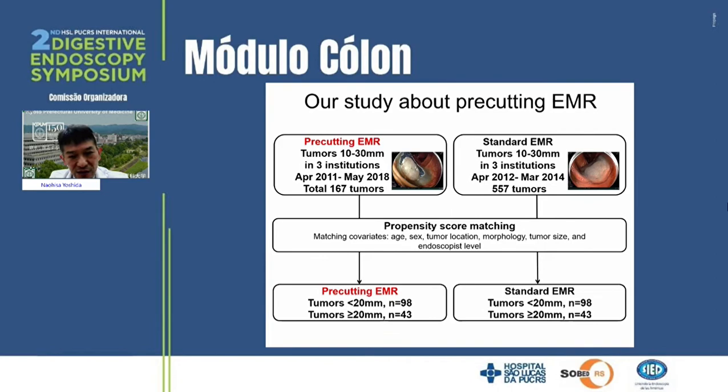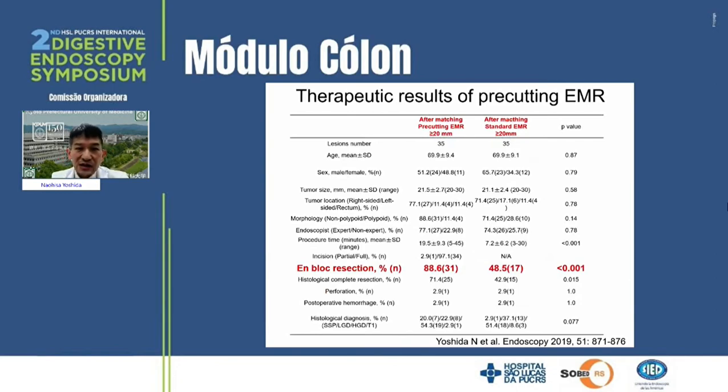And in almost the same period, standard EMR was also performed, and we also collected those cases as a control. And after collecting all cases, we performed propensity score matching, and finally, precutting EMR and standard EMR are compared for lesions less than 20 millimeter and lesions more than 20 millimeter. And this is the main result. Lesions more than 20 millimeter. As you can see, en bloc resection rate of precutting EMR was significantly higher than that of standard EMR for regions more than 20 millimeter.